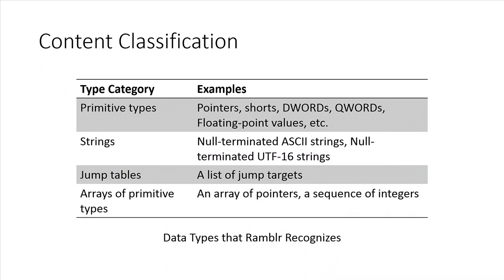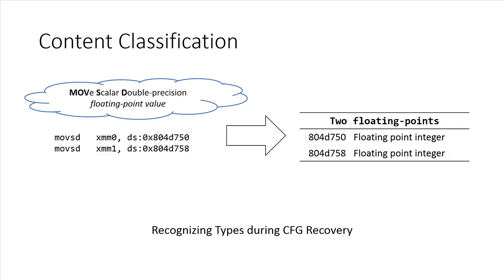Here are a lot of types that Ramblr currently supports, that fall into four different categories, including primitive types, null-terminated strings, jump tables, and arrays of primitive types. Ramblr basically relies on two different techniques to perform content classification. The first one is that Ramblr can recognize data types during CFG recovery.